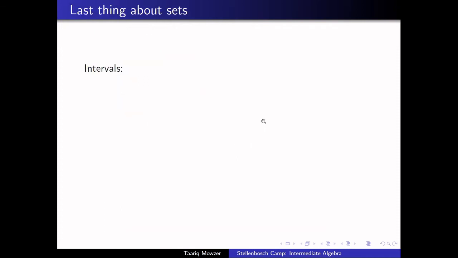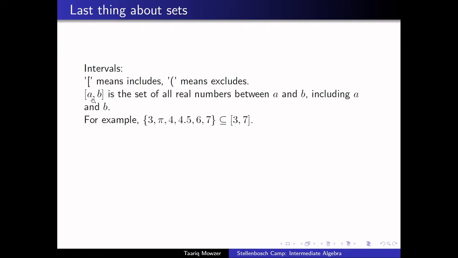Last thing about sets is that you'll sometimes come across intervals, and this is just a way to represent or describe a set. In the following examples, you should try to remember that the square bracket means includes and the curly bracket means excludes. Why? Well, if you have a set like [a, b], it's the set of all real numbers between a and b, including a and b. Why do we know that it's including a and b? Because we're using square brackets here. So for example, the set [3, 7] with square brackets is all the numbers between 3 and 7.